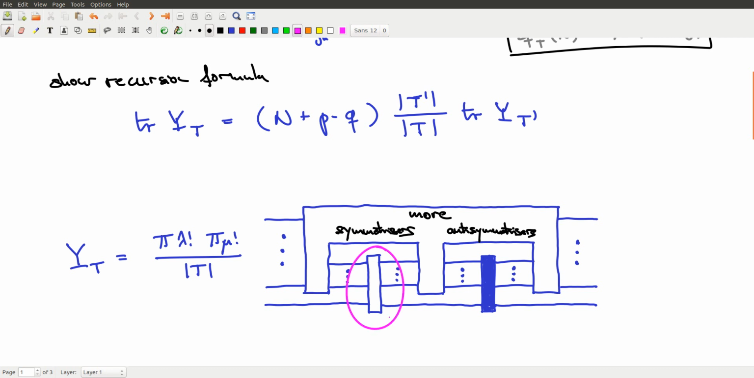Each of these anti-symmetrizers comes with a normalization factor, the factorial of the length, the number of lines it covers, and that's why we have these additional factors here in order to compensate for that. So the lambdas here are the row length, and the mu's are the column length for the symmetrizers and anti-symmetrizers. And then we have the product of the hook lengths here in the denominator.